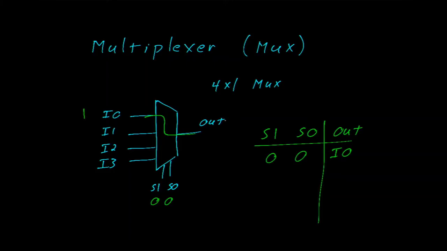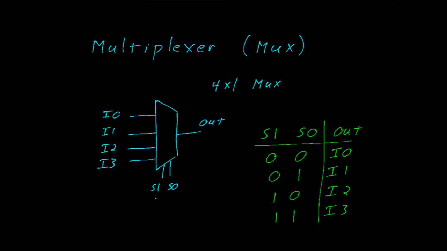So if this is a 1, the output will be a 1. If this is a 0, the output will be a 0. So again, whatever input 0 is, will be what output is. 0, 1, we'll let that be input 1 as the output. 1, 0, input 2, and finally 1, 1 will be input 3.